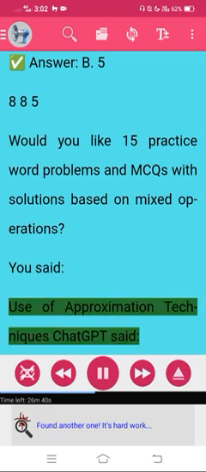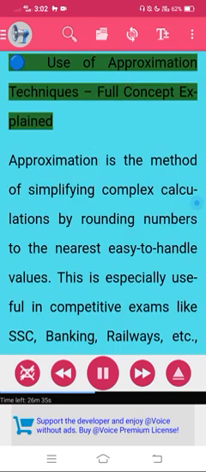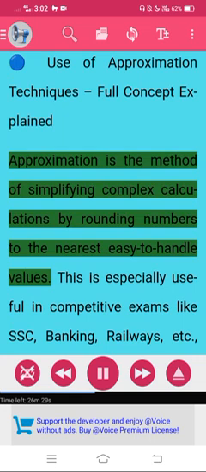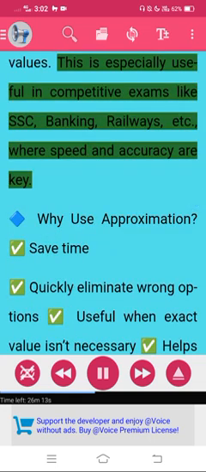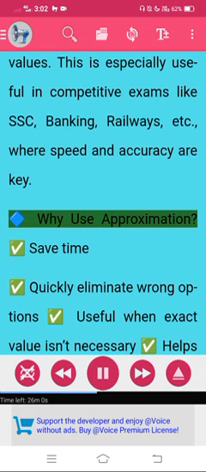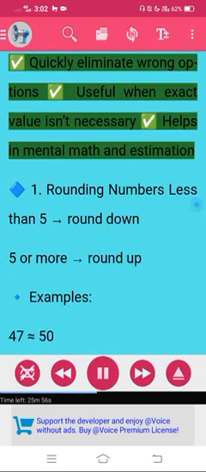Use of approximation techniques. Full concept explained. Approximation is a method of simplifying complex calculations by rounding numbers to the nearest easy to handle values. This is especially useful in competitive exams like SSC, banking, railways, etc., where speed and accuracy are key. Why use approximation? Save time. Quickly eliminate wrong options. Useful when exact value isn't necessary. Helps in mental math and estimation.